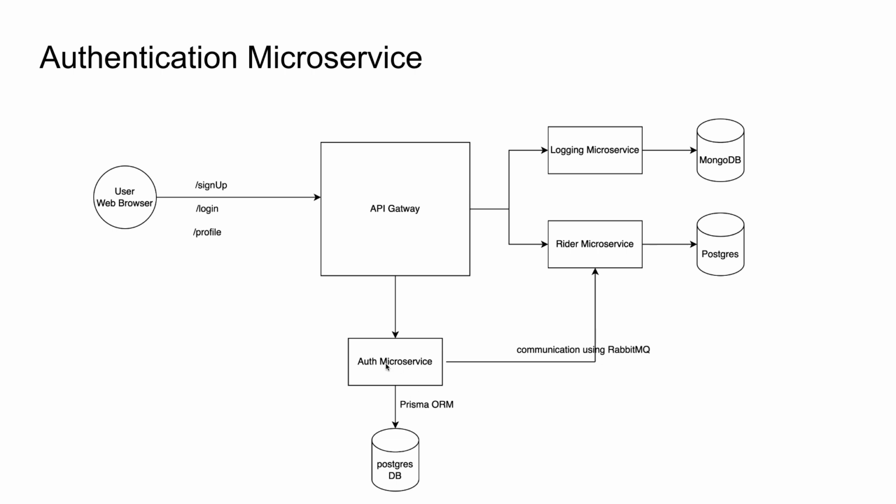And this auth service will communicate with the rider microservice. Let's say a rider wants to sign up. He will send the sign up request from the rider application, and we also save the user ID inside the rider microservice DB, this one. So in this way we can connect the authentication microservice to the rider microservice DB. So that was the main overview of the authentication microservice.